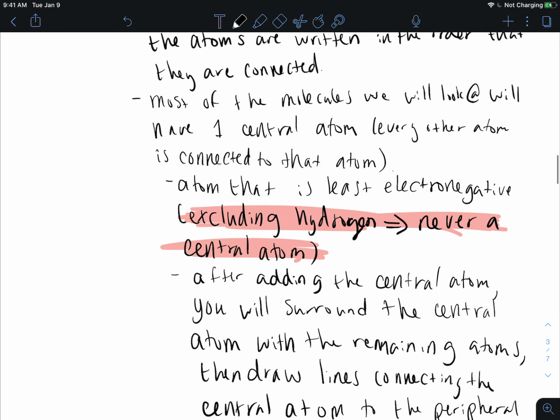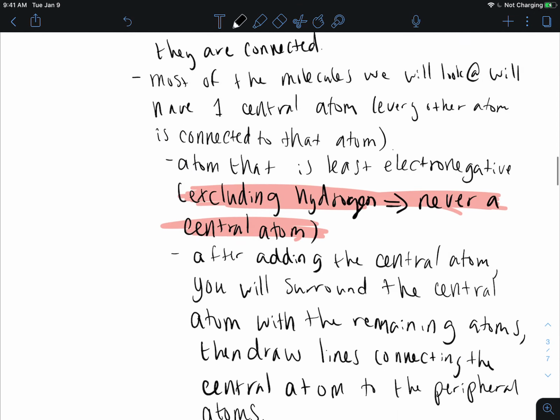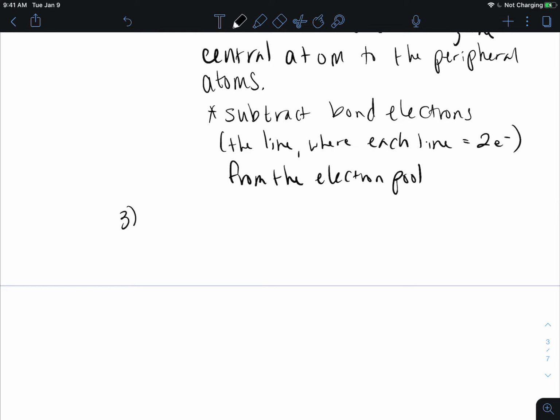After we've done that, so step number 2 was very long. Next is step number 3. We're going to complete the octets around all other atoms except for the central atom.